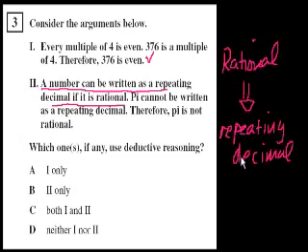a repeating decimal means that it's rational. It just means that a rational number can be written as a repeating decimal. This statement doesn't let us go the other way. It doesn't say that a repeating decimal can definitely be written as a rational number. It just says that if it is rational, a number can be written as a repeating decimal. Fair enough. And then it says pi cannot be written as a repeating decimal.